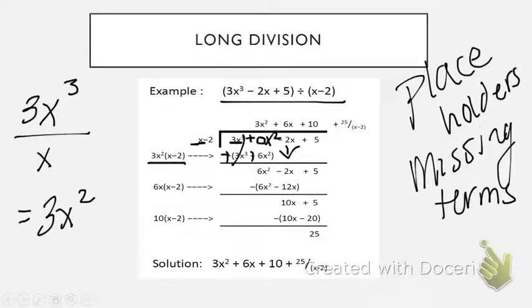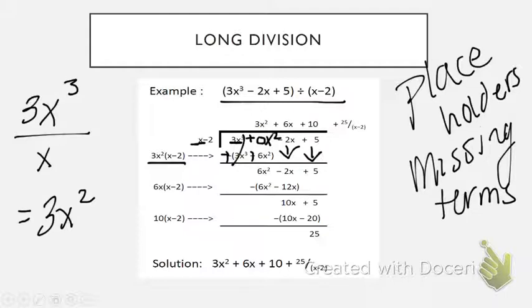Bring down my 2x and bring down my 5. Now, why did we do that? Because it will help you keep your space. You don't have to bring down the 5 all the time. You don't have to bring down this term right here, but I'm doing it just to make sure I keep on pace. Okay? And we do the same thing.